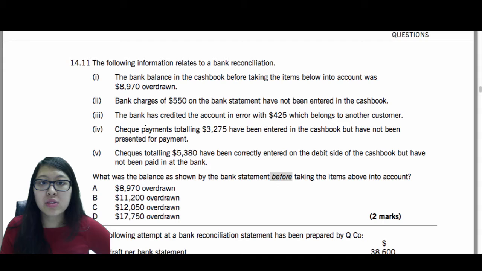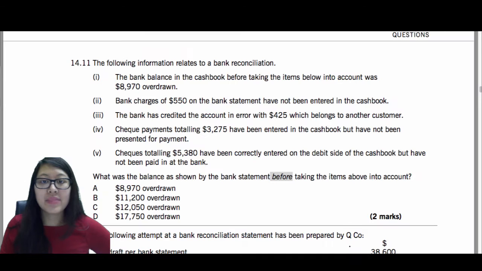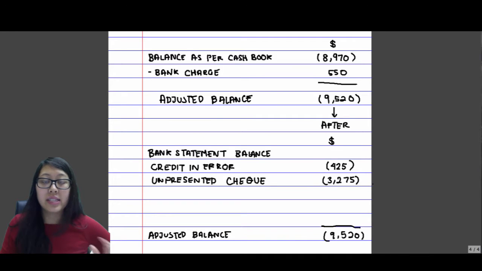It says here the bank has credited the account in error. So if our bank account has been credited, that means it has been accidentally added. So we will need to remove this error of $425 as seen like this. Let's go to the next adjustment. 4, we had unpresented checks. Unpresented check had to be reduced because we are going to be paying this $3,275 and our balance should be reduced after we have presented them, as seen like this.